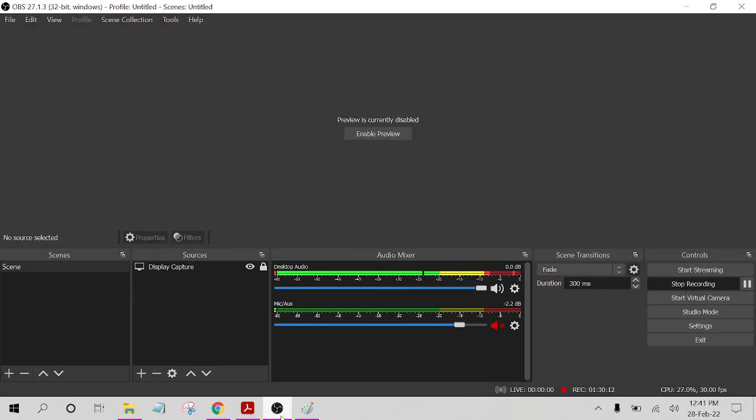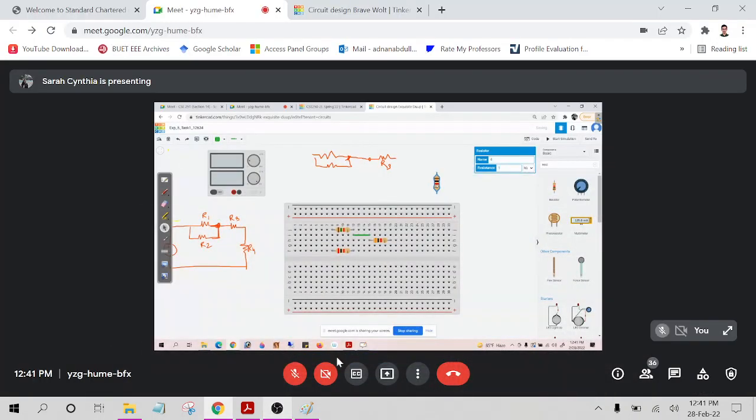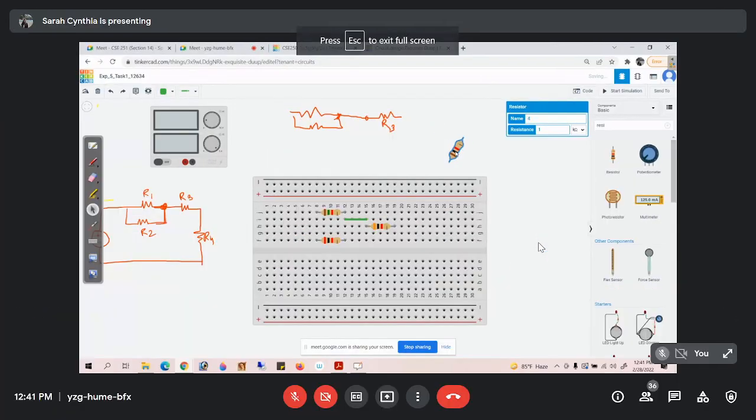So now let me place R4 over here. Do we all know how to rotate the components? Yes, ma'am. Shift R, just by clicking. So I am placing R4 over here. Okay.